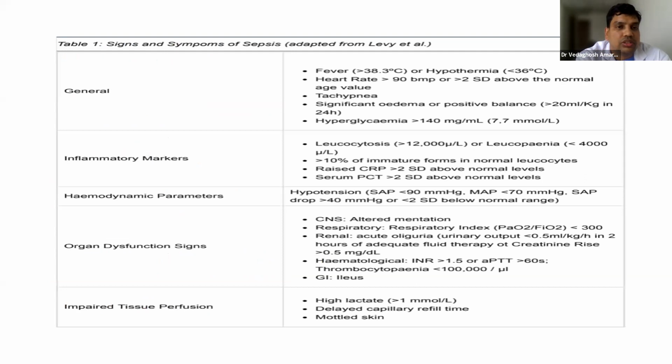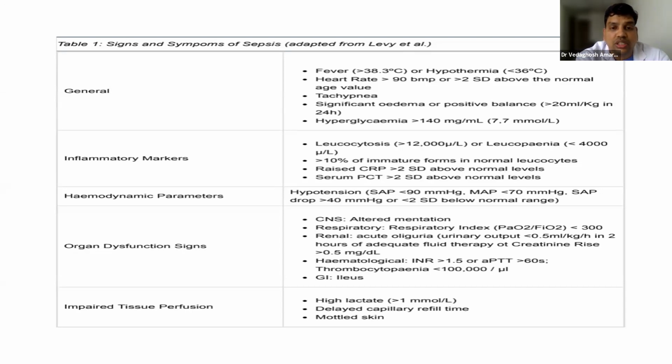So whenever a patient with suspicion of sepsis wheels into your ICU, what are the various features you have to look for? These patients may have fever of greater than 38.3 degrees centigrade or hypothermia of less than 36. The patients may have a heart rate greater than 90 beats per minute. They might be tachypneic, that means the respiratory rate can be greater than 24 per minute. There can be significant edema. There can be hyperglycemia of greater than 140 milligrams per deciliter.